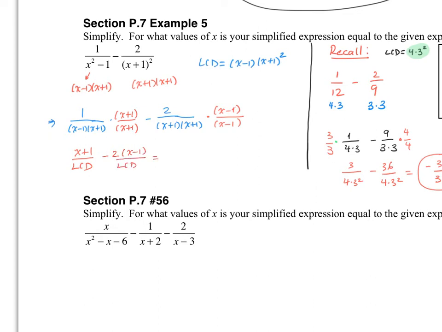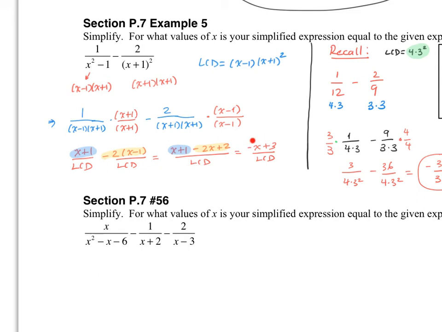And if we simplify this, this will be x plus 1 minus 2x plus 2 divided by the LCD, which will give you minus x plus 3 over the LCD. Okay. Again, notice that the x plus 1 obviously is the x plus 1. And you have to be careful when you distribute the sign. So this gives you this part.